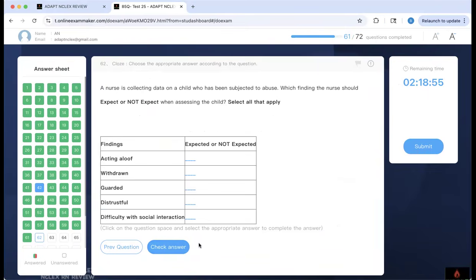And this: a nurse is collecting data on a child who's been subjected to abuse. Which finding should the nurse expect or not expect when assessing the client? How would you know the kid is abused? Signs of abuse: acting aloof, withdrawn, guarded, distrustful, difficulty with social interaction. What do you think?